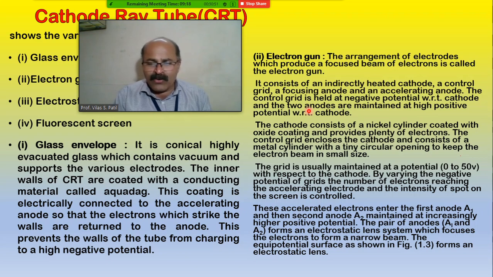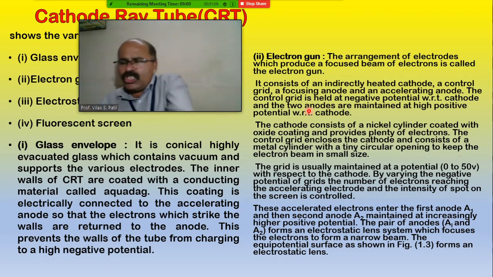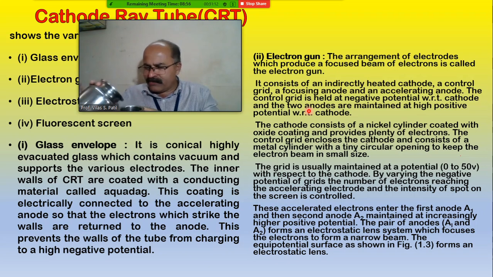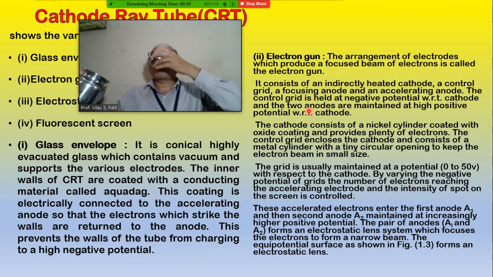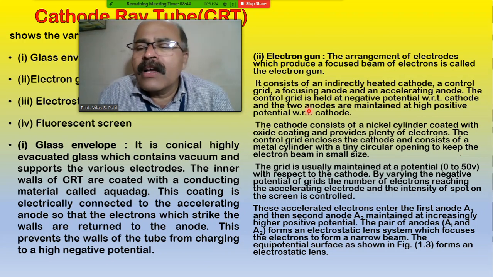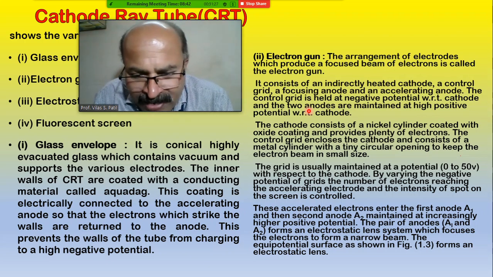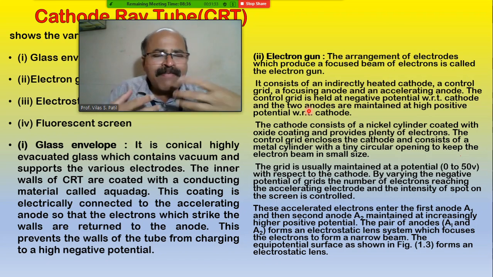Before the focused anode there is the pre-accelerating anode, then the focused anode and the accelerating anode. The control grid is held at a negative potential with respect to the cathode, and the two anodes are maintained at a high positive potential, and due to that the beam is accelerated. The cathode is an enclosed cylinder which encloses the filament.